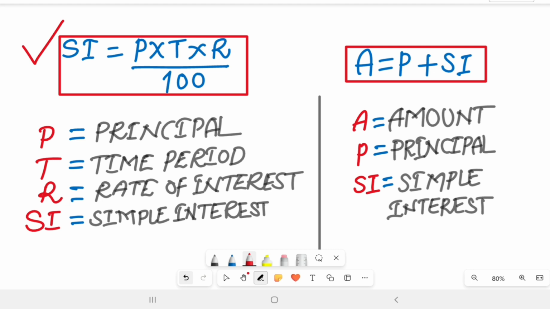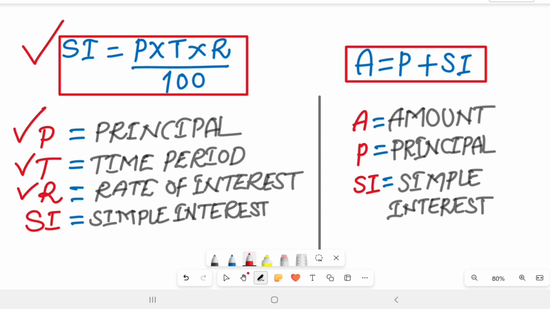So in real life, what does P mean? It is the principal amount borrowed from the bank, that is the loan borrowed from the bank, the initial amount. T is the time period, which may be 1 year, 2 years, 3 years, like that. R is the rate of interest. Currently in India it is 7 percent, 8 percent, 9 percent, something like that.